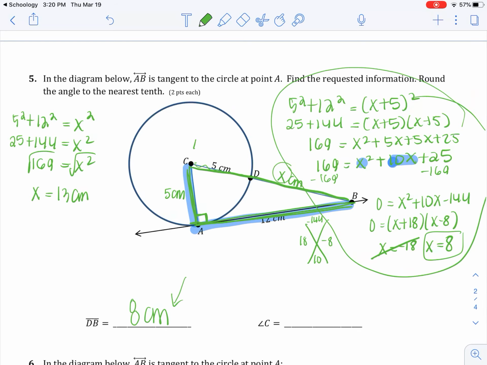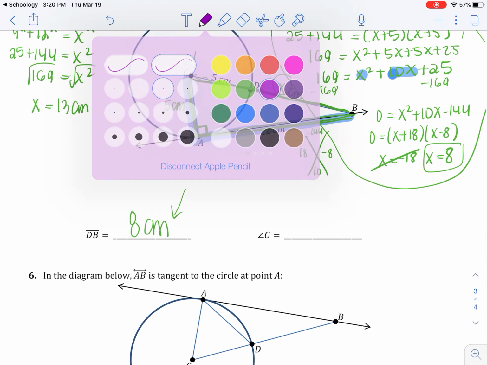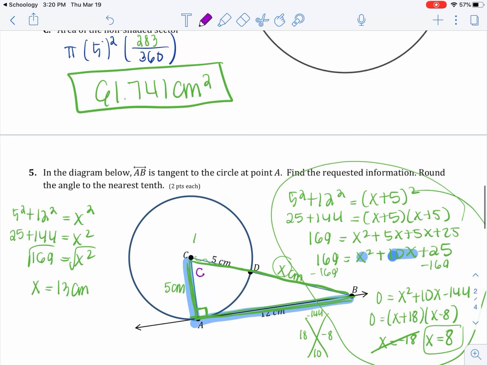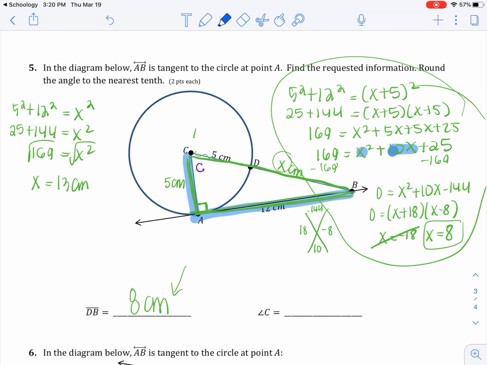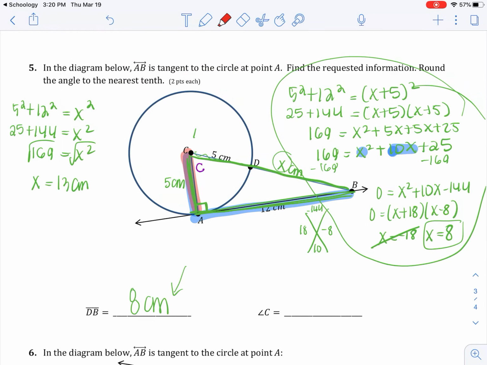Notice, so much more math to do it this way. So I would not suggest doing it that way. All right, next you have to find angle C. So this angle right here, this is a right triangle, so use SOHCAHTOA. Most of you use the same two pieces that I would.